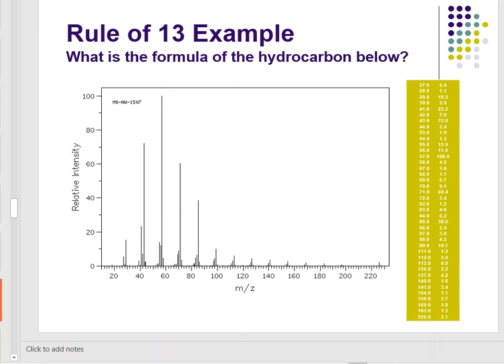Now, let's look at another one. Here's a mass spec. Rule of 13, what's the formula of the hydrocarbon below? All right, so I see all of these lines. It looks like they get smaller and smaller and smaller as they go. It's a lot of information there to process, right? The base peak. Let's talk about the base peak. Right here's the base peak.